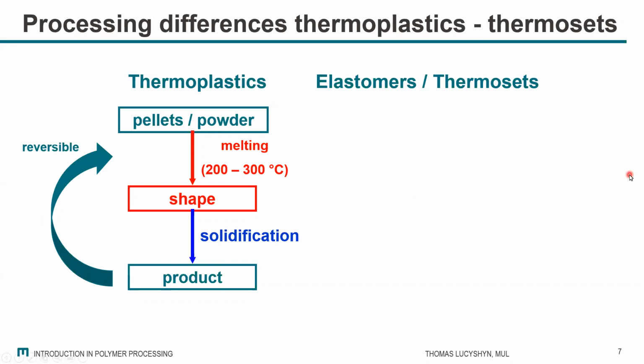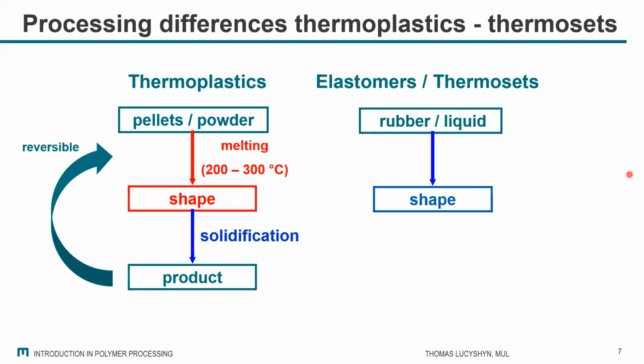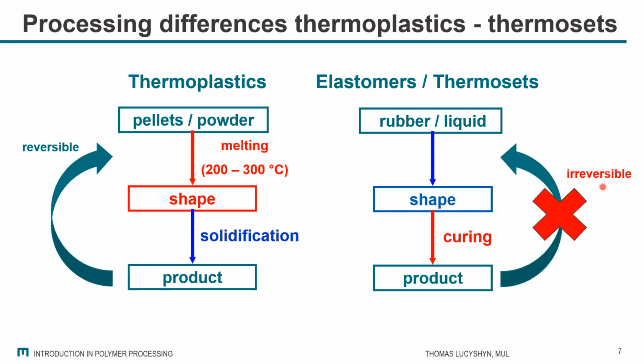On the other hand, we have elastomers, or those thermosets. We start with the rubber or liquid state. And typically the shaping happens in the cold stage, so we are still cold. And then heat is introduced to trigger the chemical reaction of the curing. So this chemical reaction of cross-linking is happening by introducing heat. And then the product is finalized. And here the problem is that it's typically not reversible, so it's irreversible.